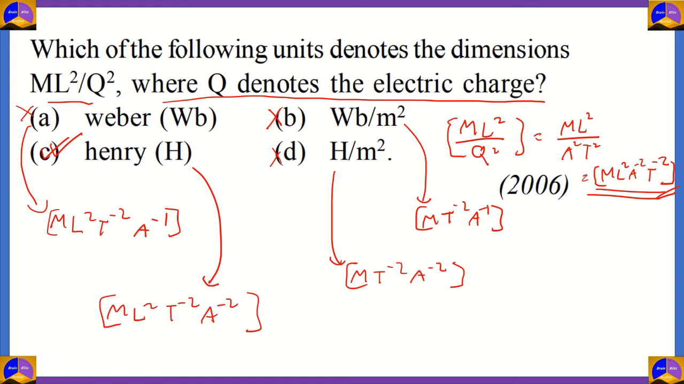So we need to find out which of the following units denotes the dimensions ML squared by Q squared. So the first thing to do is convert ML squared by Q squared into ML squared A raised to minus 2 T raised to minus 2. Then find out which of these units is matching with ML squared T raised to minus 2 A raised to minus 2. In this case, that is option C, Henry. So option C is the correct option for this question asked in 2006.